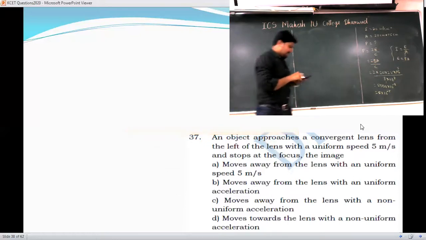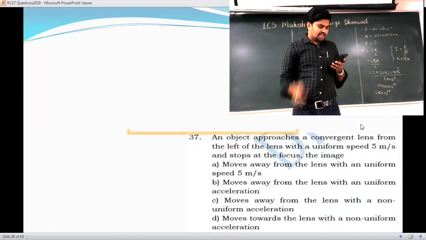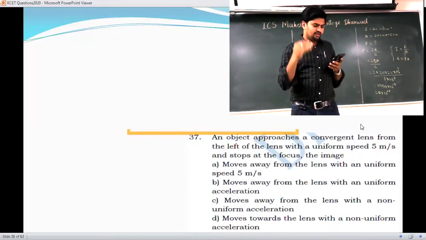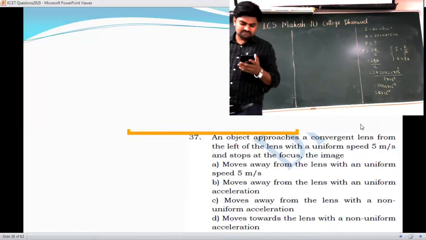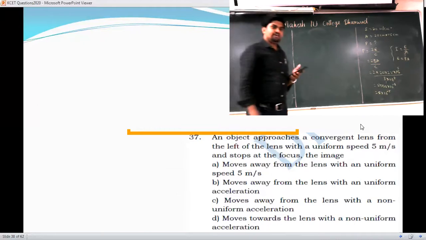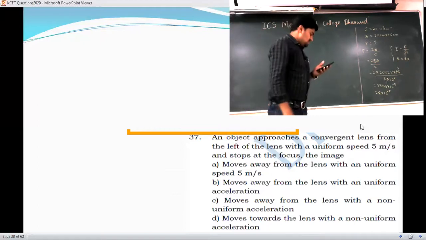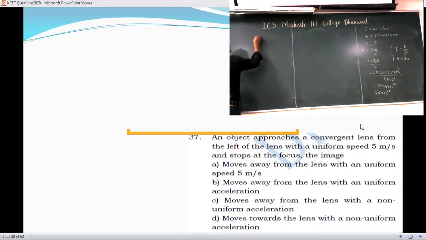An object approaches a convergent lens from the left of the lens with a uniform speed 5 meter per second and stops at the focus. The image, so it is related to ray optics. Object approaches a convergent lens. So we will take the convergent lens here. The object is coming from the left of that. This is the principal axis.